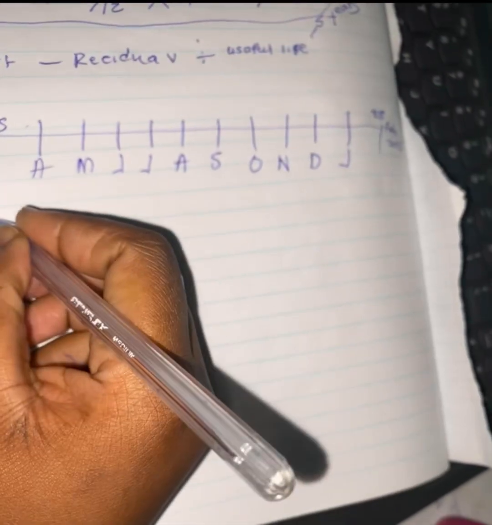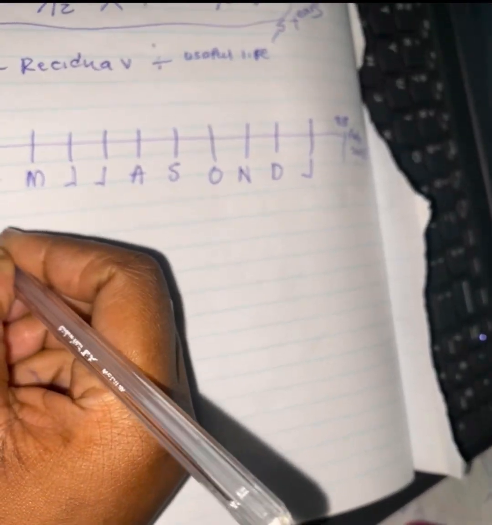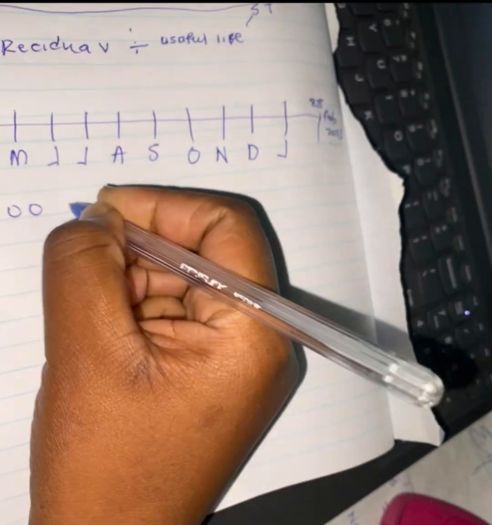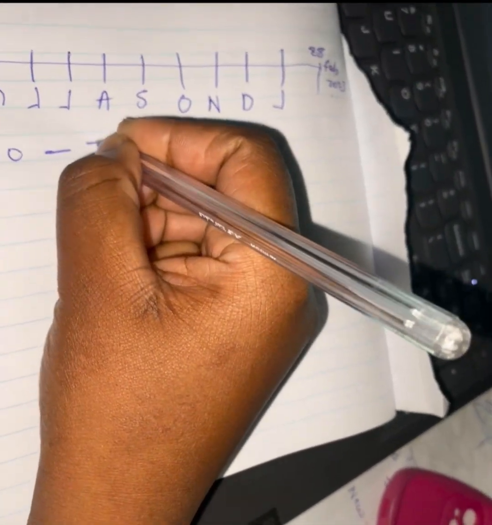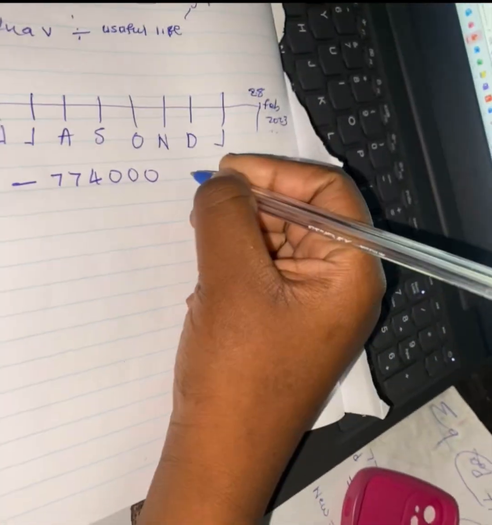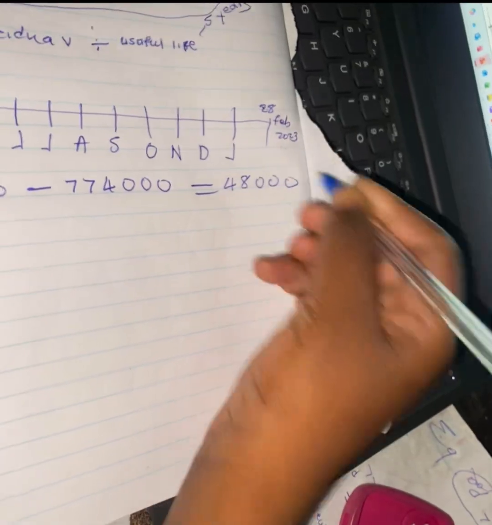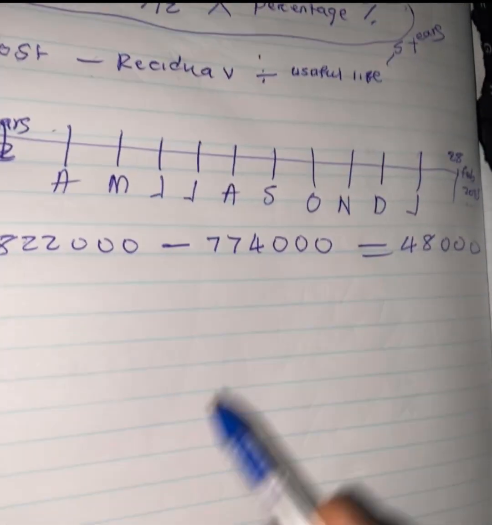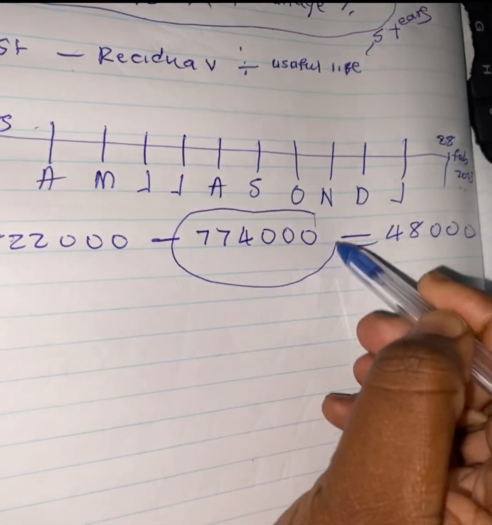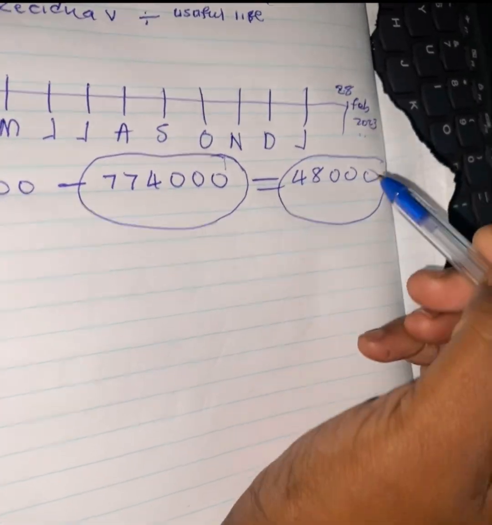Then we are going to say balance at the end, 822,000, minus balance at the beginning, which is 774,000, equals 48,000, which means now we know the value of our old equipment, and also we know the value of our new equipment.